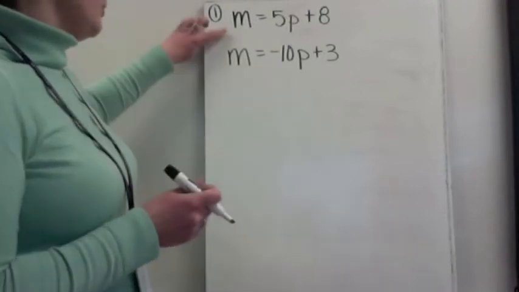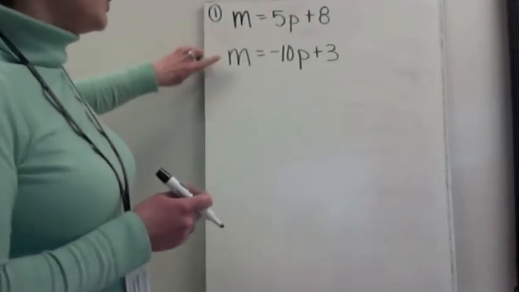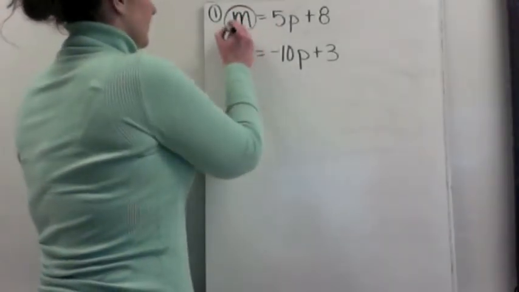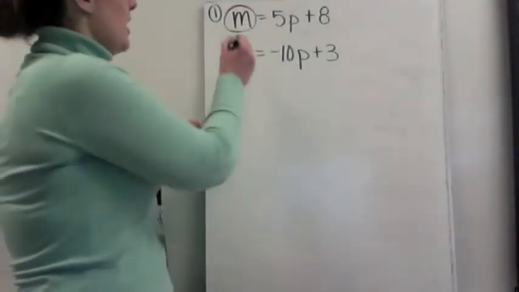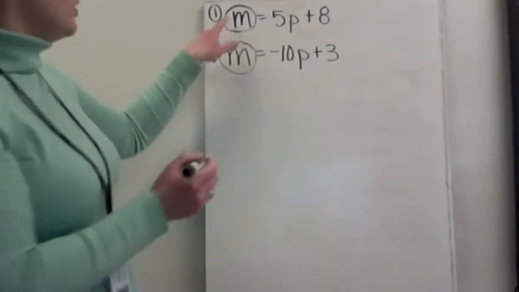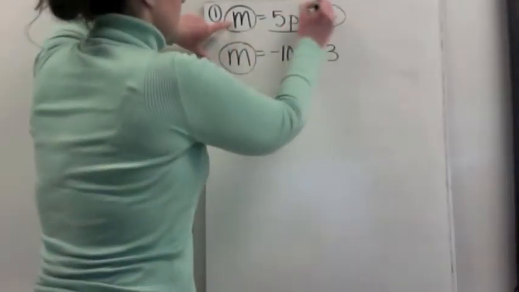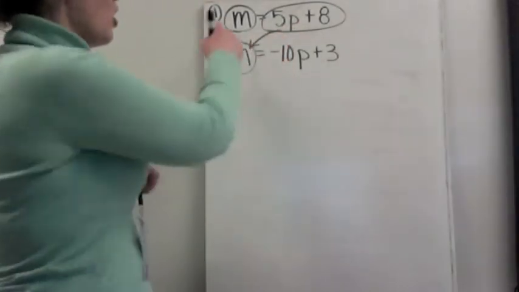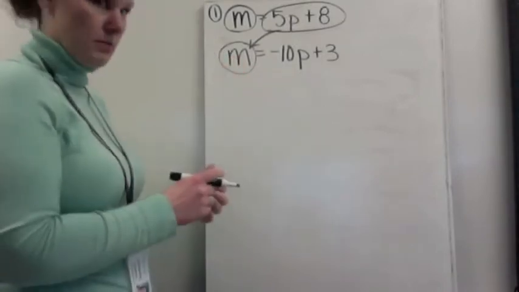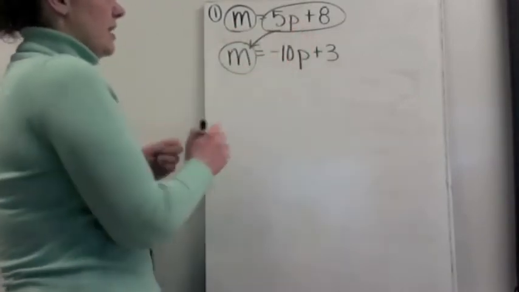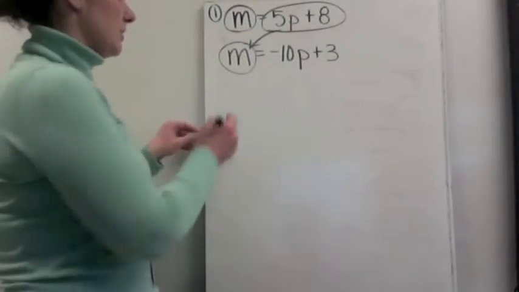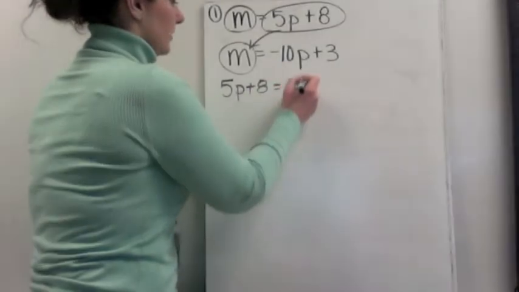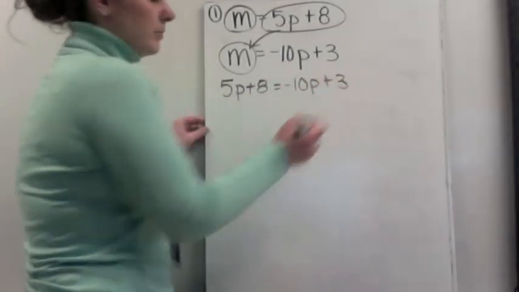So in homework number 1, we know m equals 5p plus 8 and m equals negative 10p plus 3. One thing that might help, identify the variable that's by itself. M is by itself. So we know if m equals 5p plus 8, that has to go in for m in the opposite equation, okay? All 3 of these things are the same. These look different, okay, but they're all equal. That's what the equal sign means. So we can write our new equation, 5p plus 8 equals negative 10p plus 3.